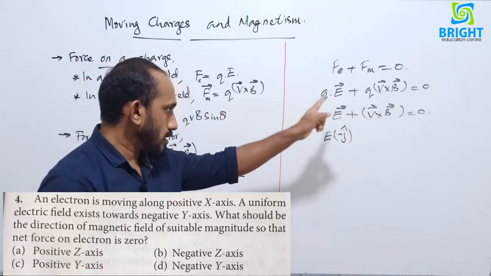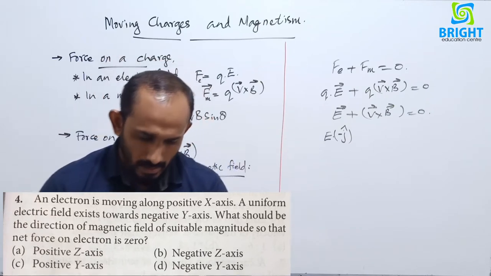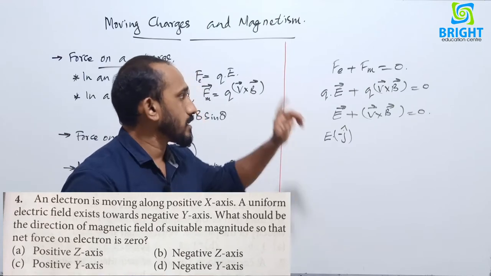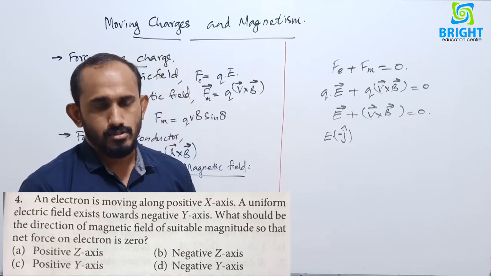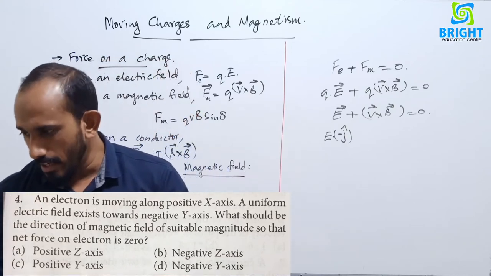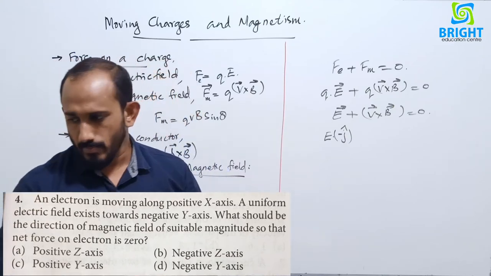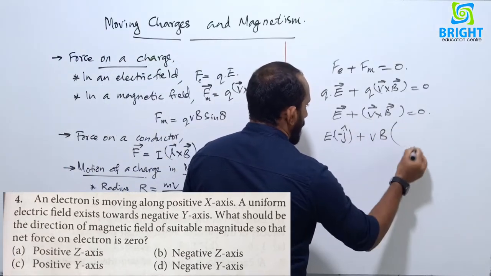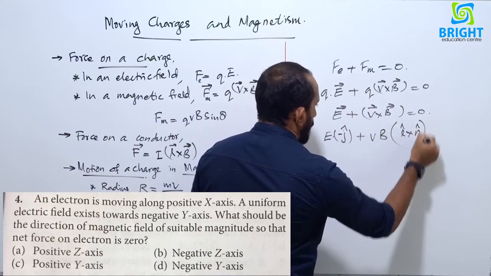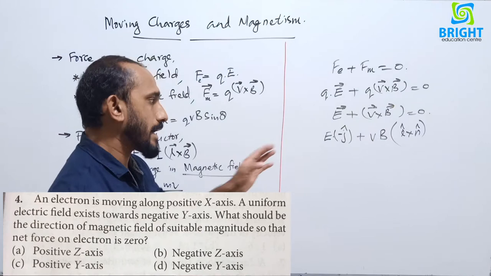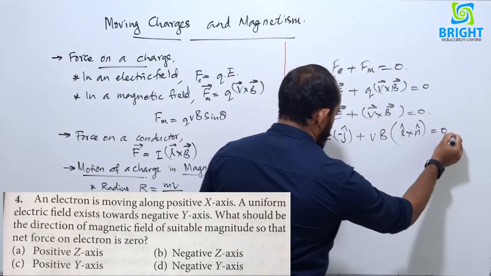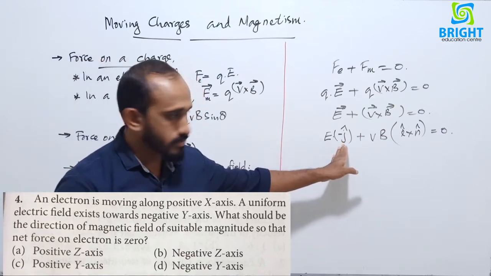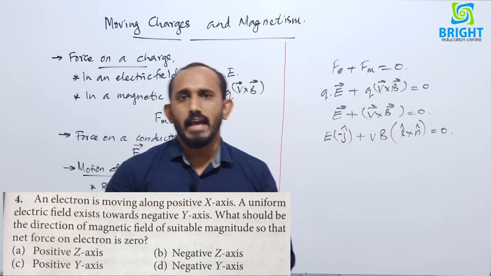And for this magnetic field, the question is asking what the direction should be, that we have to find. And one more thing is given: the charge is moving along the positive x-axis. So positive x-axis means V will be along the I direction. If you take the common magnitude here, then it is VB into I cross N. Suppose I'm putting N as the direction of B. So E is along the negative y-axis, and V, the speed, is along the positive x-axis.